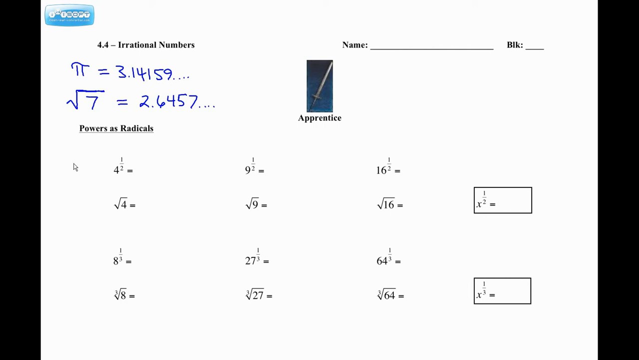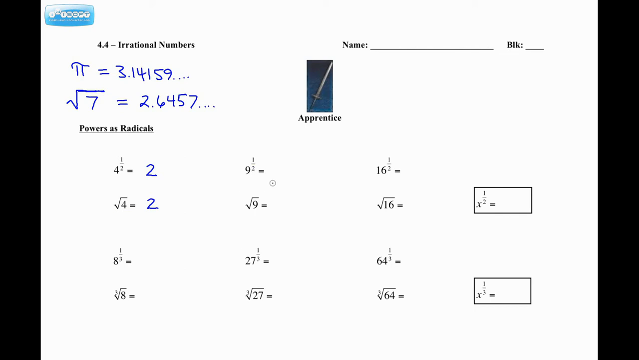So here it says powers as radicals. What's a radical? A radical is when you have a root symbol. That's what it means in a nutshell. So 4 to the power of 1/2, well, we've worked that one out before. It's 2. And the square root of 4, that's also 2. So what it means is 4 to the 1/2 can also be written as the square root of 4.